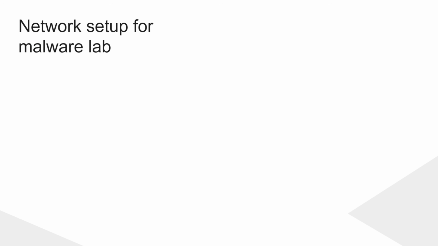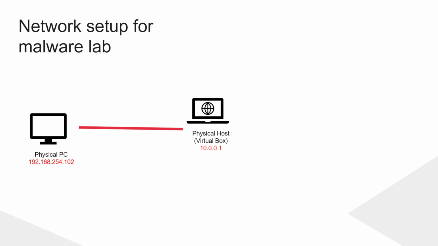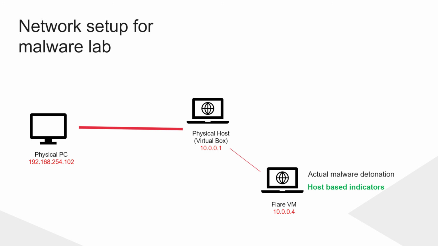I hope you have reached till here and successfully set up a secure malware analysis lab. To give you a brief overview, we have set up this malware analysis lab in which on the physical PC we have hosted a physical host VirtualBox over which we have installed two virtual machines. One is FLARE VM, which is running on IP address 10.0.0.4, and other is REMnux VM, which is running on IP address 10.0.0.3.